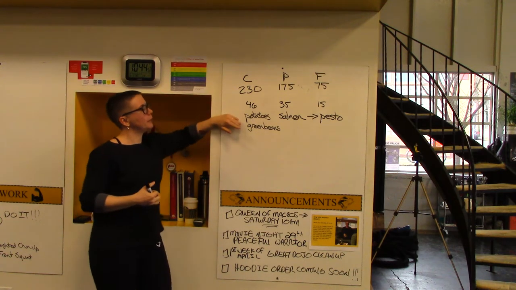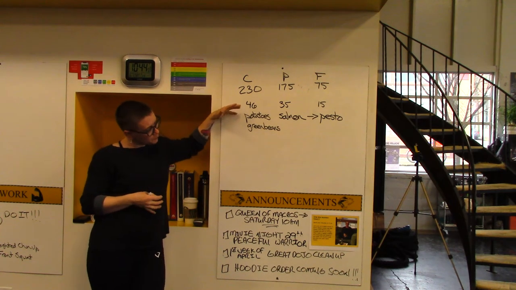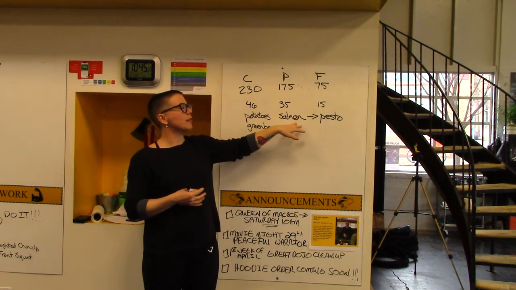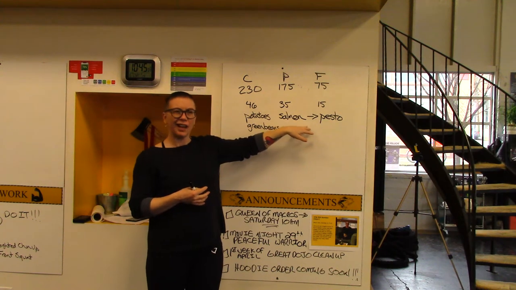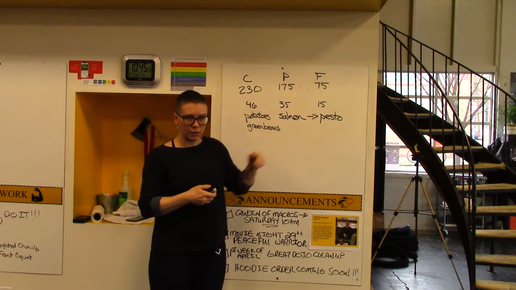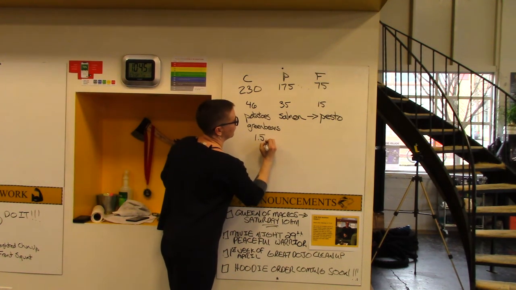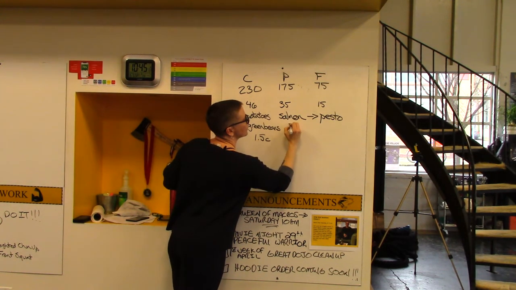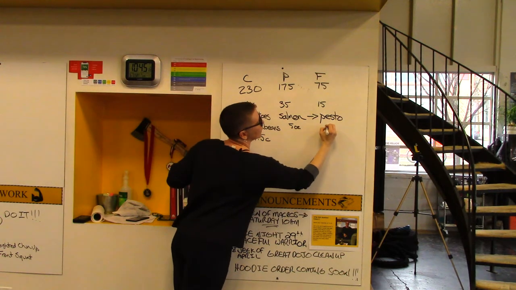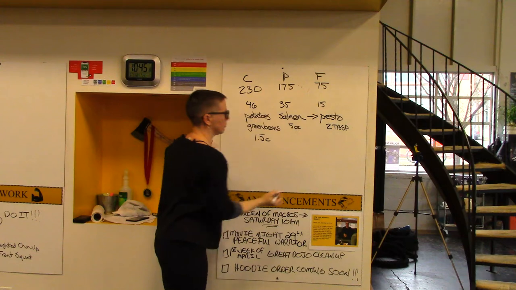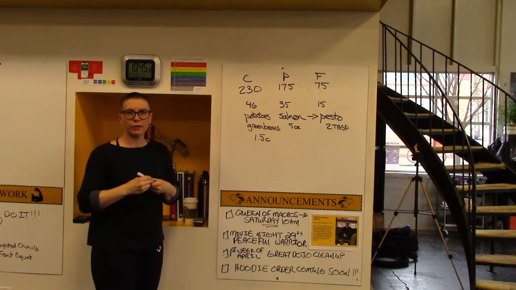So this would probably be a cup of potatoes, half a cup of green beans, 4 or 5 ounces of salmon, and 2 tablespoons of pesto, right? So 1.5 cups here, 5 ounces, and 2 tablespoons.